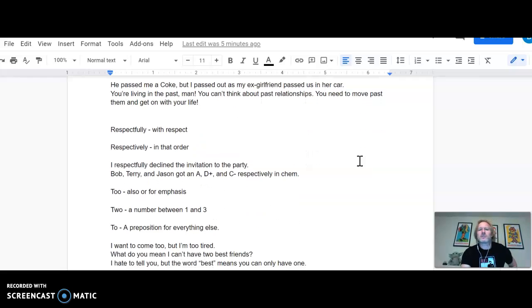Respectfully and respectively, two totally different words here. They don't sound super different, but they mean completely different things. Respectfully means with respect or full of respect. I respectfully decline the invitation to the party. The word respectively is the one that people get confused, and it just means in that order.